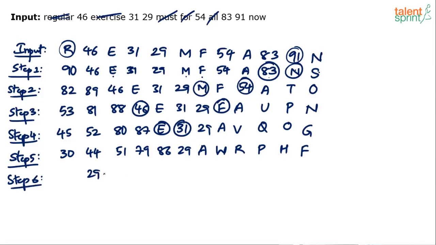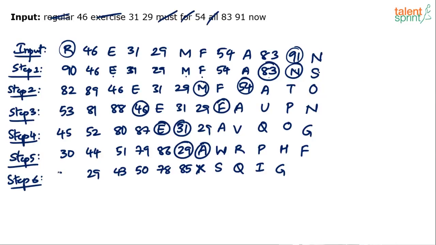30 becomes 29, 44 becomes 43, 51 becomes 50, 79 becomes 78, 86 becomes 85. Move the letters inside. W becomes X, R becomes S, Q, I, G. You understand? F, G, H, I, P, Q, R, S, W, X. Now, what has to be moved? 29 and A have to be moved.